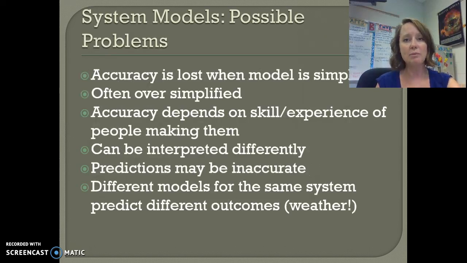Now, there are possible problems with systems. Anytime that we simplify a system, often it's oversimplified. When we are using models for predictions, their accuracy is going to depend on the skill and bias of the people that are making them. Different people are going to interpret models differently. Just think about different weather stations. They use different weather models, and they interpret the results to make their predictions differently. So with these different models, we have different outcomes. So it's hard to tell which are more reliable than others.